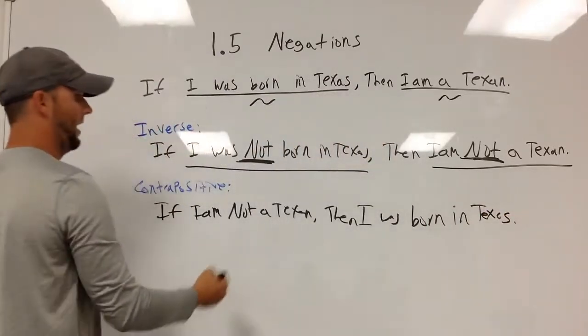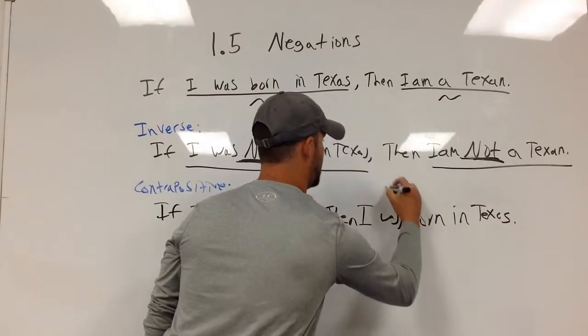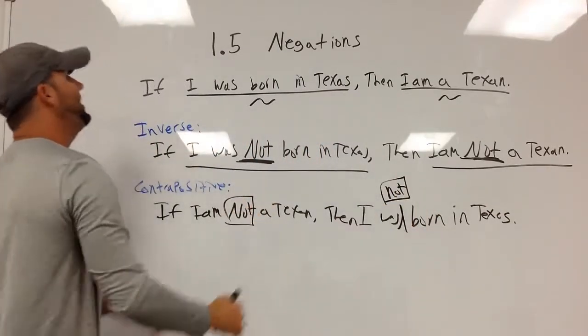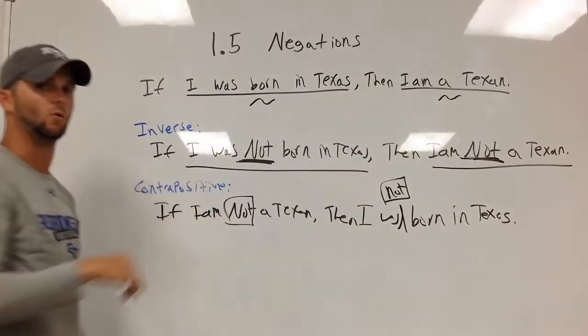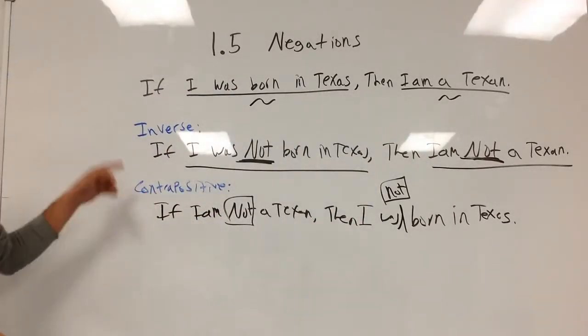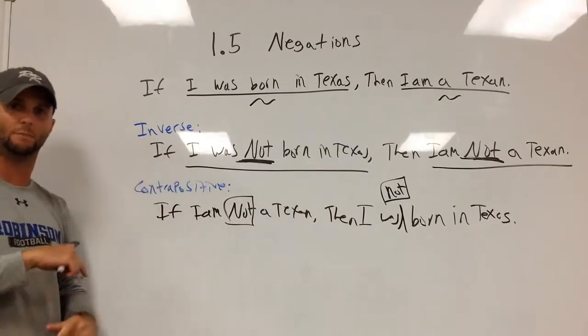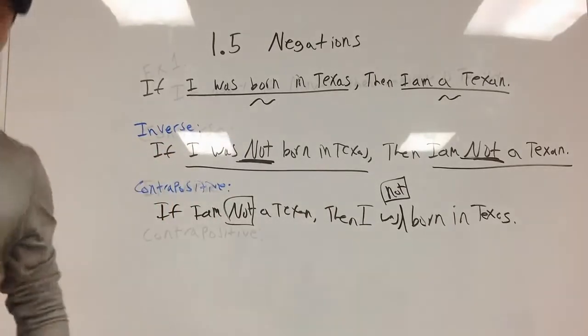So again, I was not. Sorry, I forgot to put the not. The not is what negates it, and we switched it. So remember, the contrapositive is a switch of the inverse and the converse. So you're flipping those. Okay? So now let's switch over and look at the example.